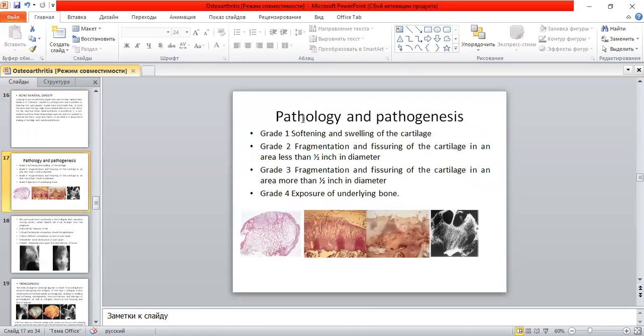Pathology and pathogenesis. Grade 1, softening and swelling of the cartilage. Grade 2, fragmentation and fissuring of the cartilage in an area half an inch or less in diameter. Grade 3, fragmentation and fissuring of the cartilage in an area of more than half an inch in diameter. And grade 4, exposure of underlying bone.